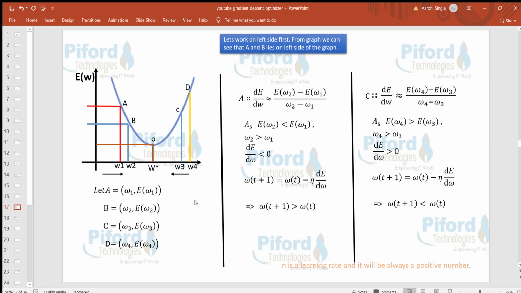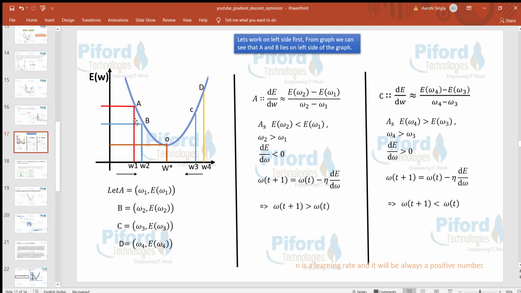Now I'll show you a proper math equation. By solving this equation, we can finally know in which direction to move when we want to update the weight, right? Now see this image. Here we have two scenarios. This O is the optimal point and W star is the weight associated with this optimal point. If you want to reach this optimal point, this should be the weight, and only then will we reach the optimal point, right?